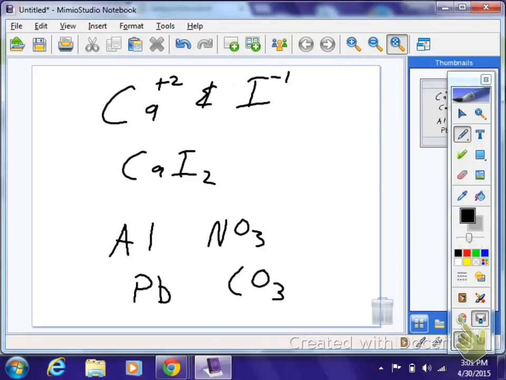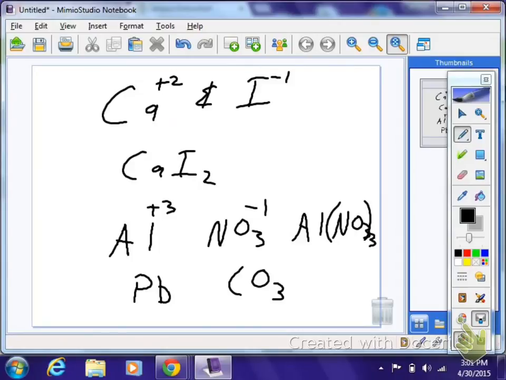Alright, so we have AlNO3, so we got a +3 and a -1, right? So that formula would be Al with NO3 side by side, and then we have to determine if we need more of one of the 2. So how many we need? Which one do we need more of? Yes, Adam? NO3. How many? 3. Very good. Any questions of that?